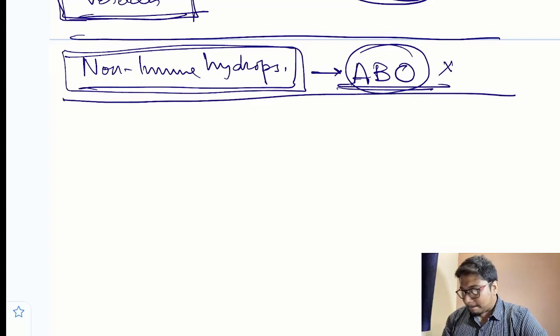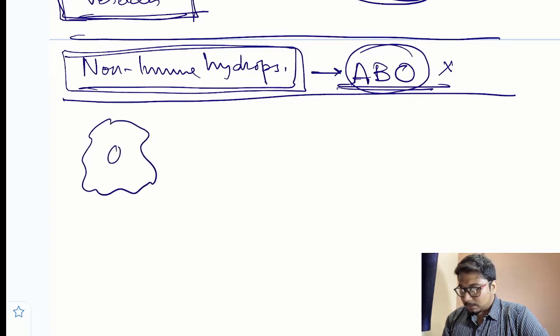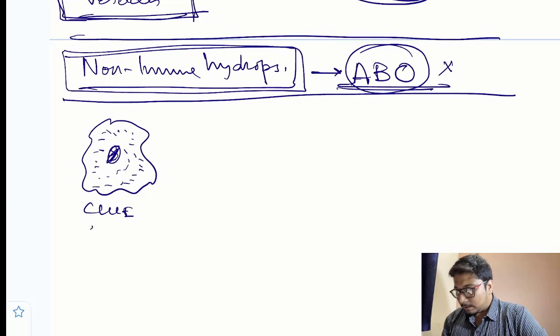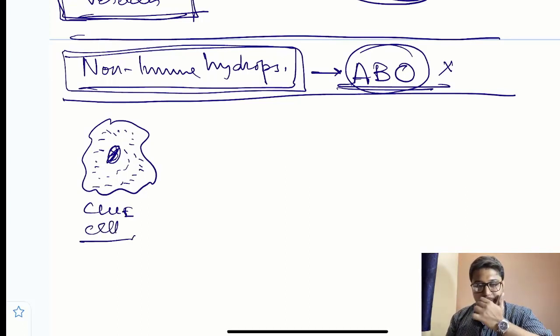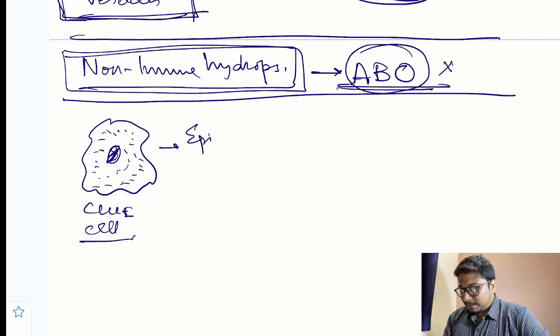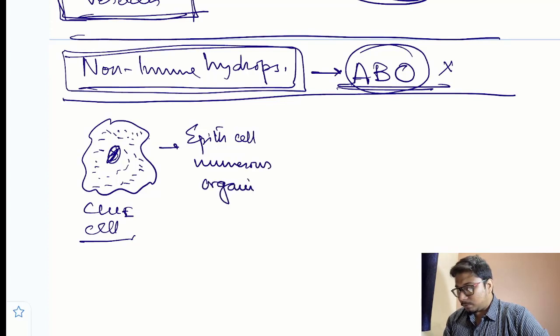Another question was asked, I will not go into much detail. They gave a picture of a clue cell, and asked what the structure is, like is it the bacteria itself, or a trophozoite form of a protozoa, or a cyst form of a protozoa. This clue cell is basically an epithelial cell of the vagina studded with numerous organisms, and this is seen in bacterial vaginosis.